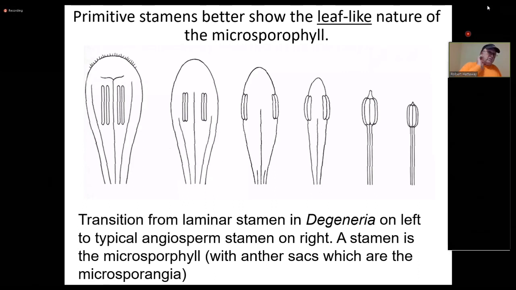But what this does more than anything is tries to show you that a stamen is a modified leaf. This on the left is a very primitive situation, Degeneria on the left, to the more typical situation that we're used to seeing on the right, with a filament and an anther. In this case, the filament is the leaf blade, and the anthers are stuck up there on the top. And there's a transition all the way over to this that we could demonstrate evolutionarily.